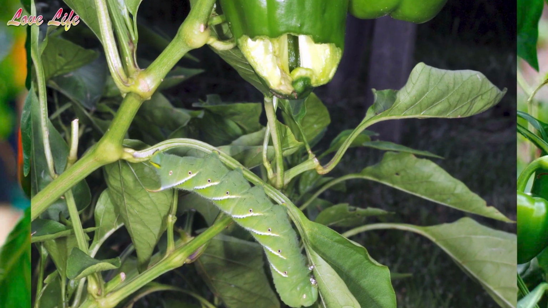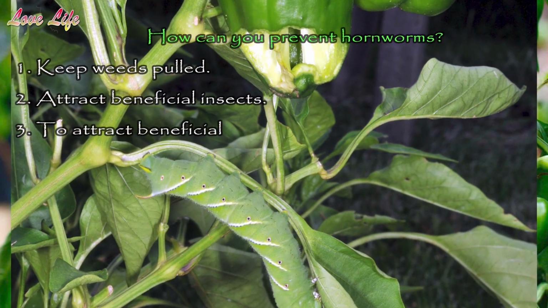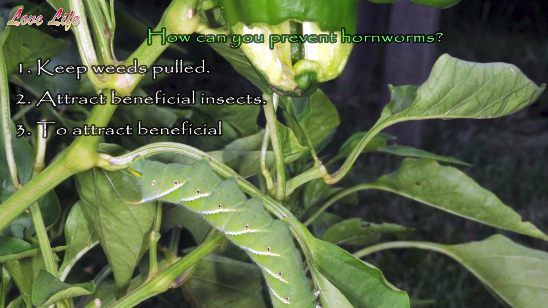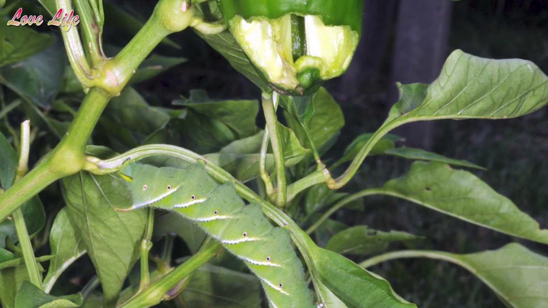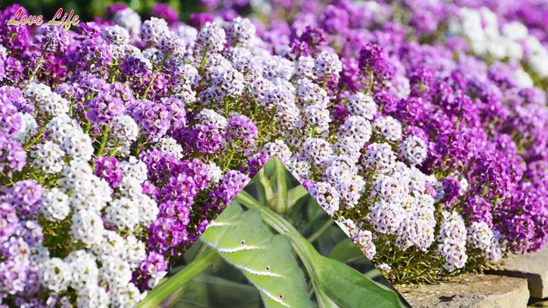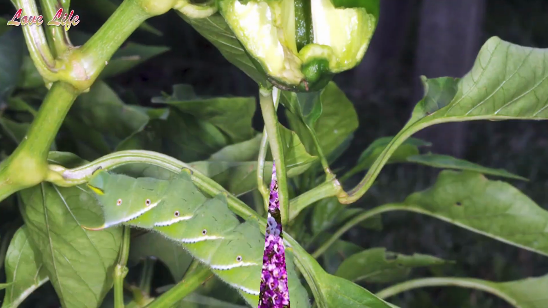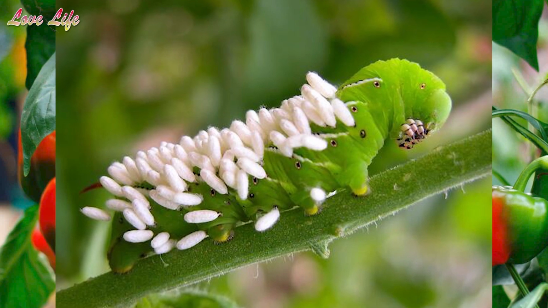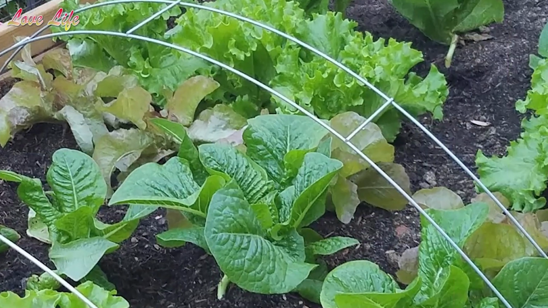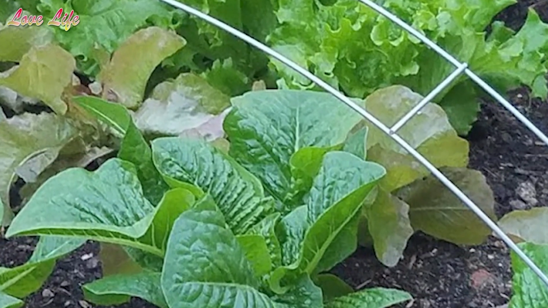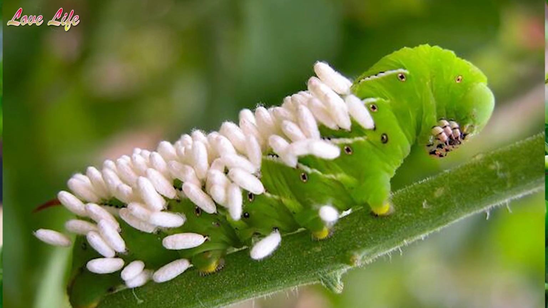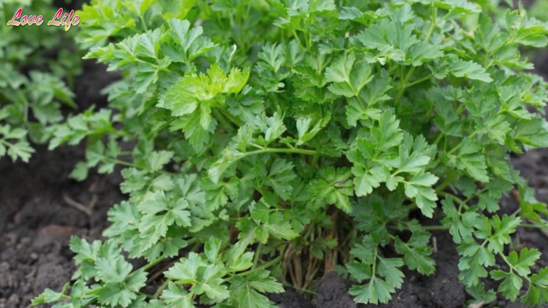Third thing you can do is to attract beneficials. Limit pesticide use. Grow a large variety of flowering plants, especially sweet alyssum. Also consider allowing a few vegetable and herb plants such as lettuce, broccoli, and parsley to flower. Beneficial insects love the nectar those blossoms provide.